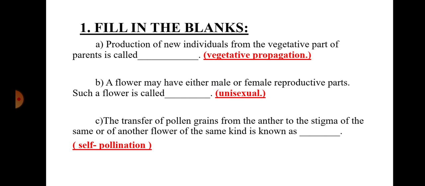The answer is red in color. The answer is given red in color.